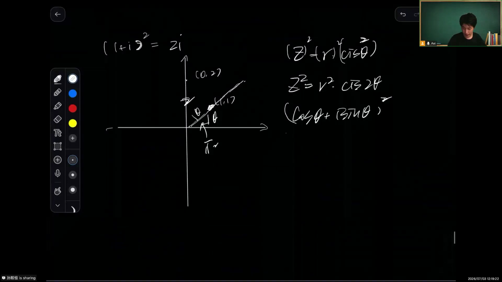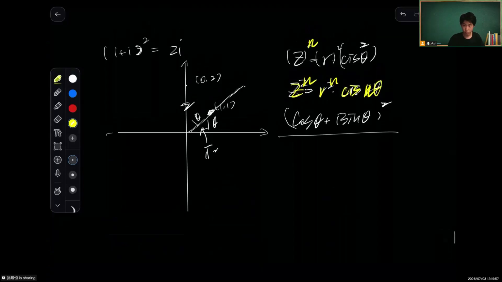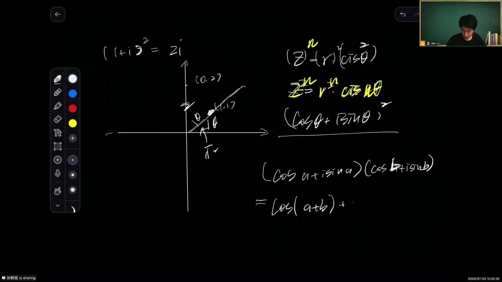Let's see, back to this example. We are trying to find cis of theta squared. And let's just go one step further and call it to the nth degree. We're guessing that this is true. This is the theorem we're trying to prove. z to the nth power is equal to its modulus to the nth power, and with the angle multiplied n times. In this case, we can prove iteratively. What we're claiming is that if we multiply this thing by another angle b, then this is just cosine of a plus b plus i times sine of a plus b.